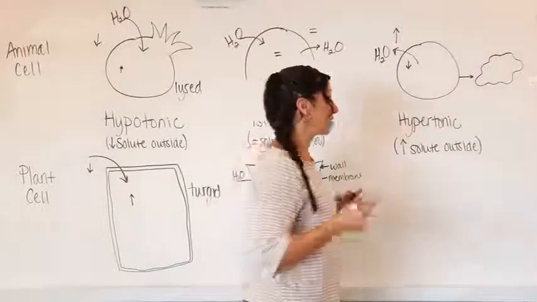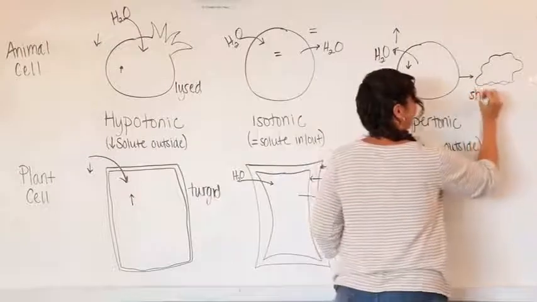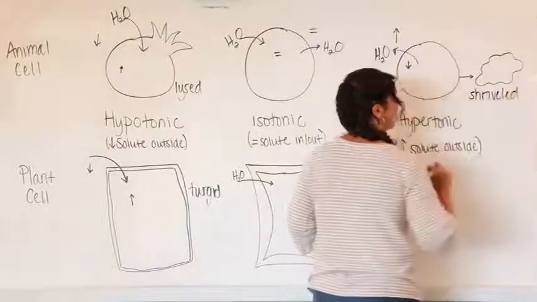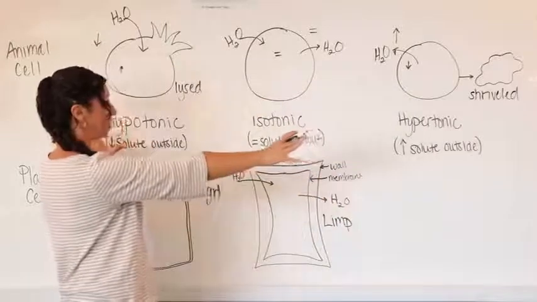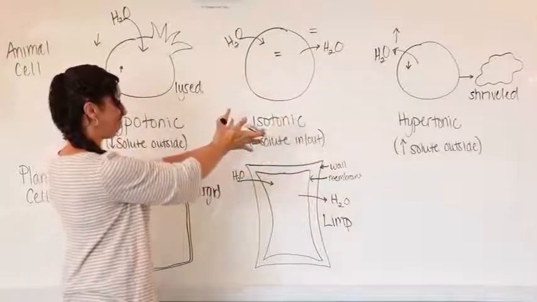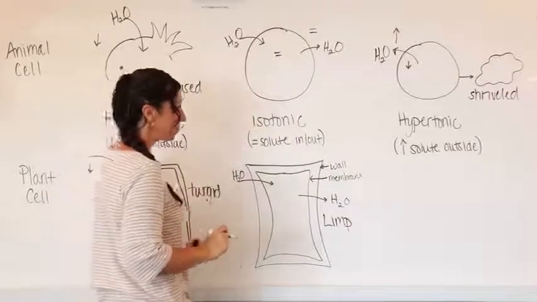We actually call it shrivel. And that's bad for your cell. So either extreme for the animal cell is really, really bad. You want the happy middle for your animal cells.